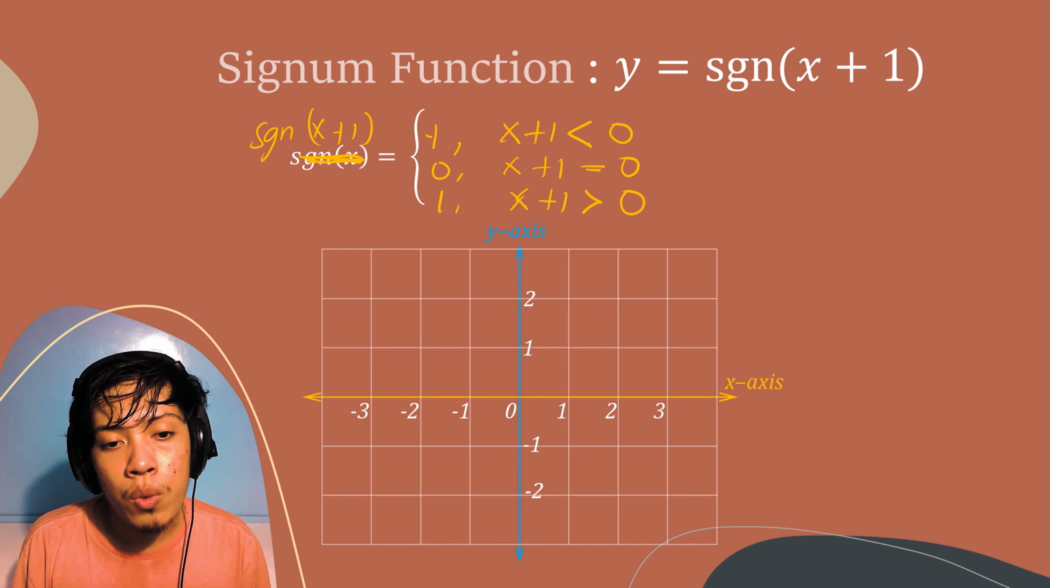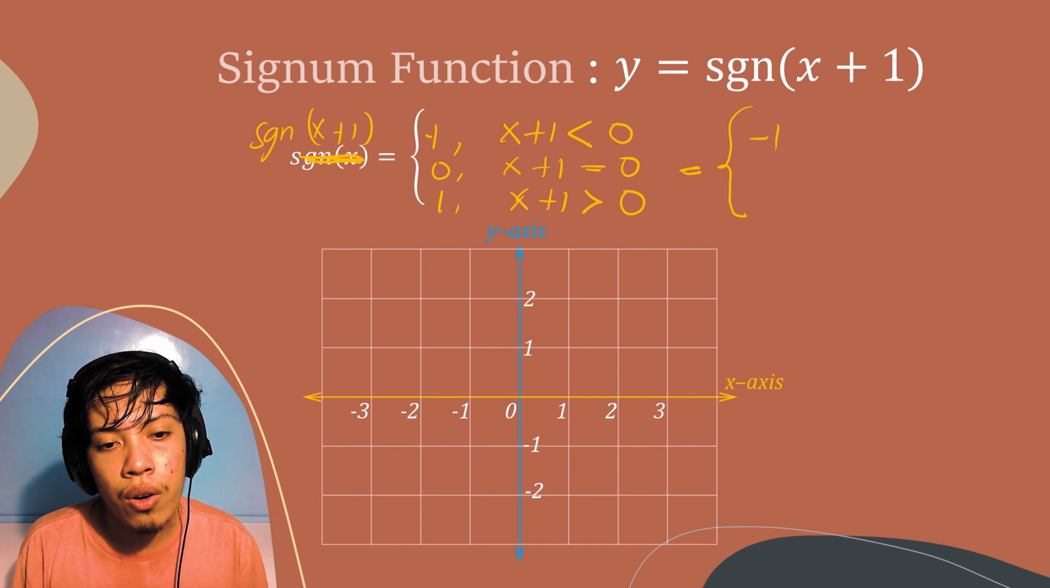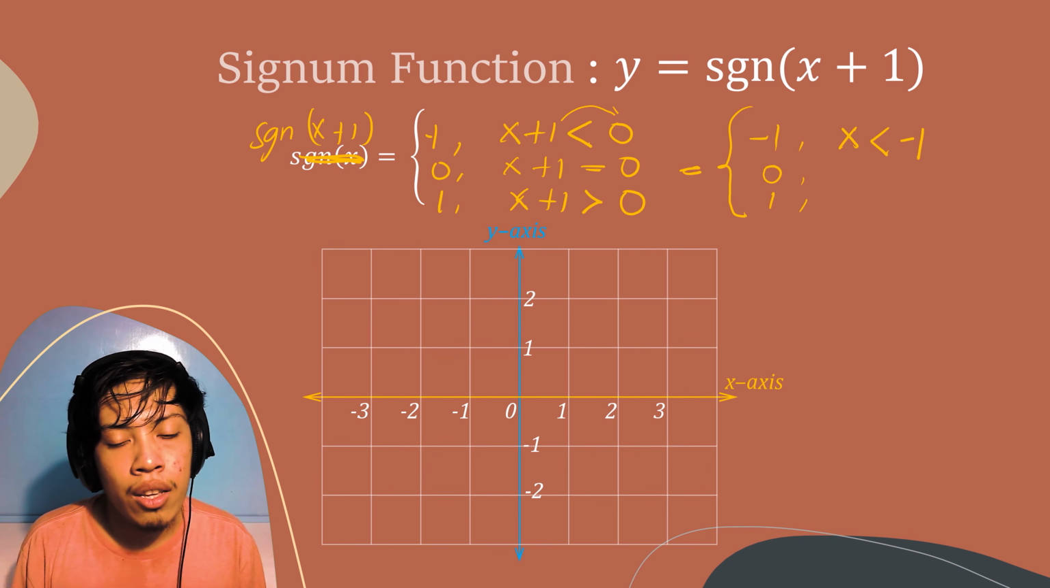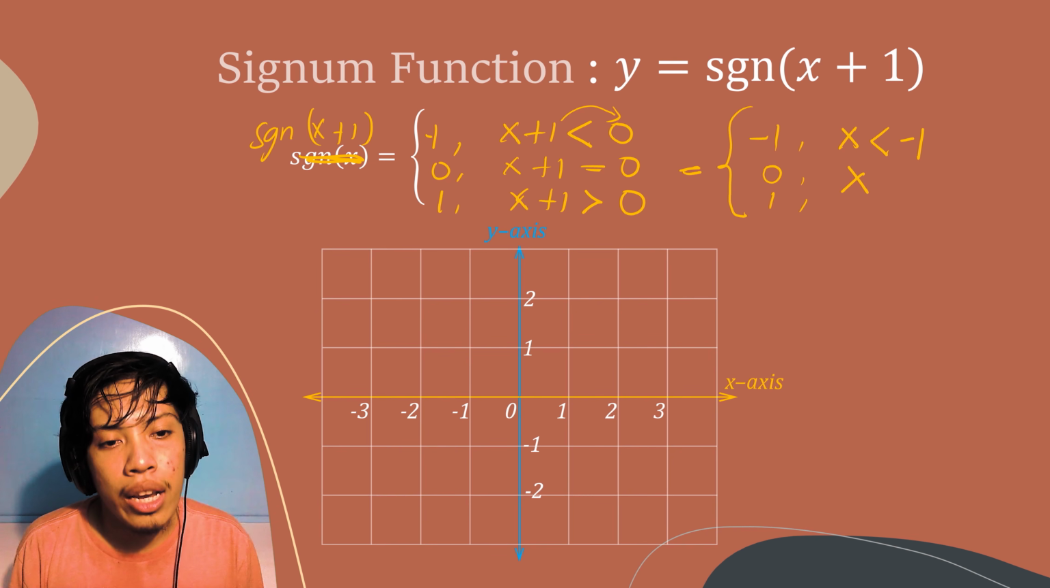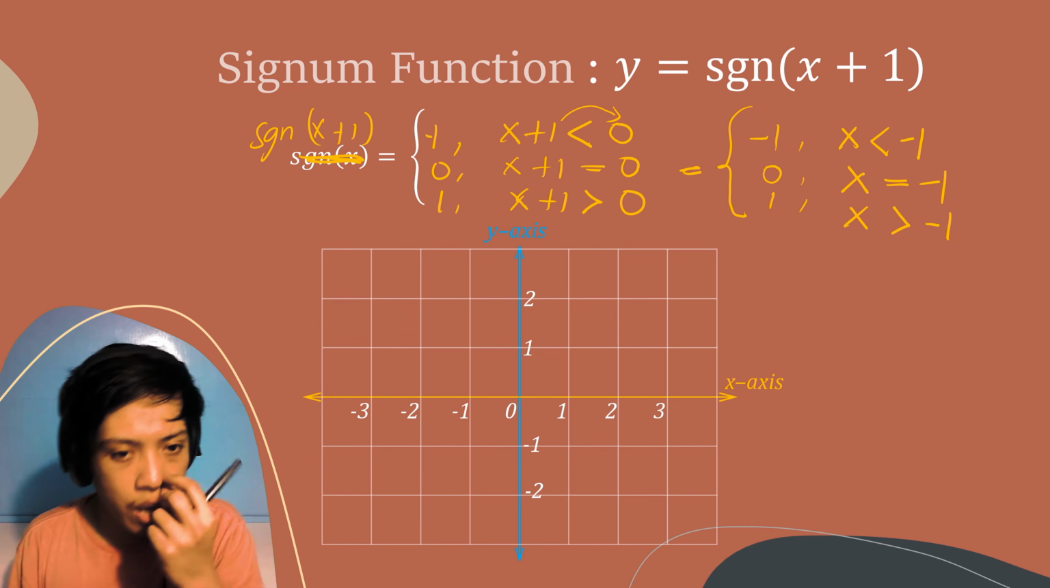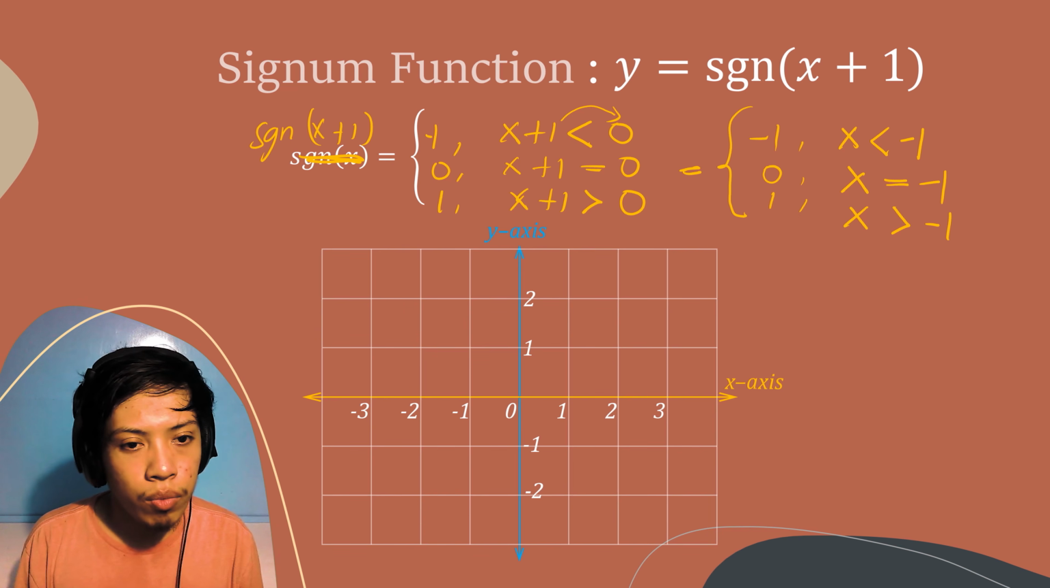Now you have to simplify this one. So we just copy. This is -1, 0, and 1. Okay. So you have your x plus 1 less than 0, or I can rewrite it as x less than -1. I just transferred 1 to the right. And this one right here, I could write as x equal to -1. And this one right here is x greater than -1. This is our new function.